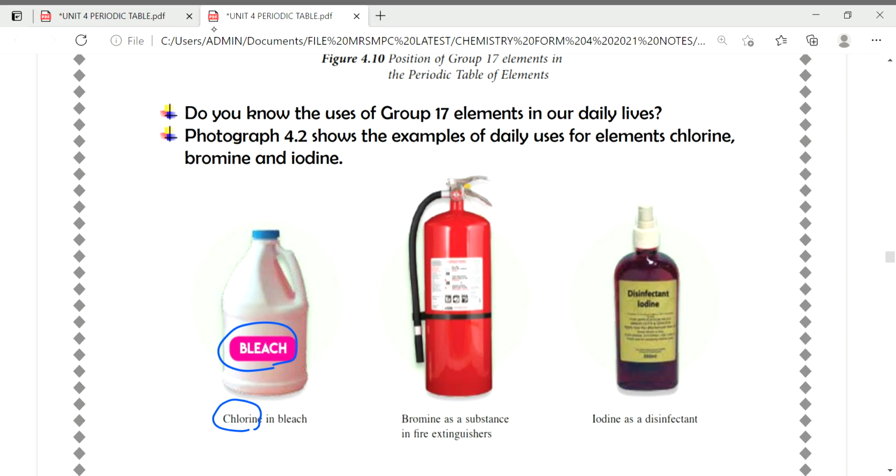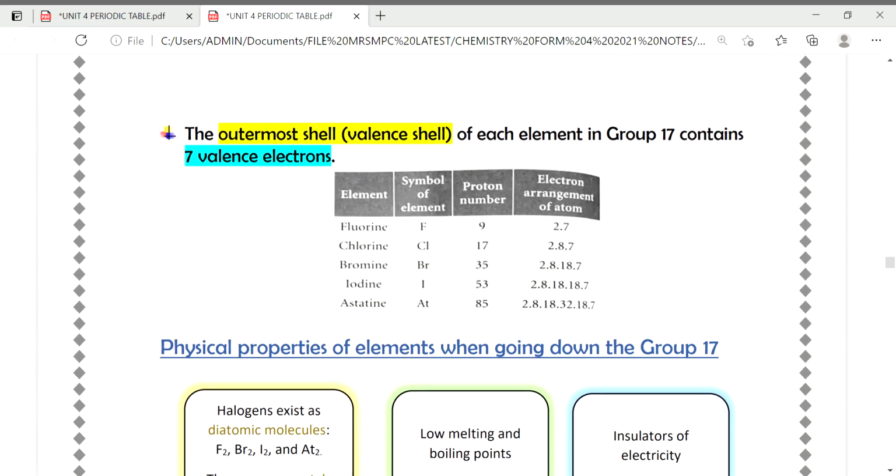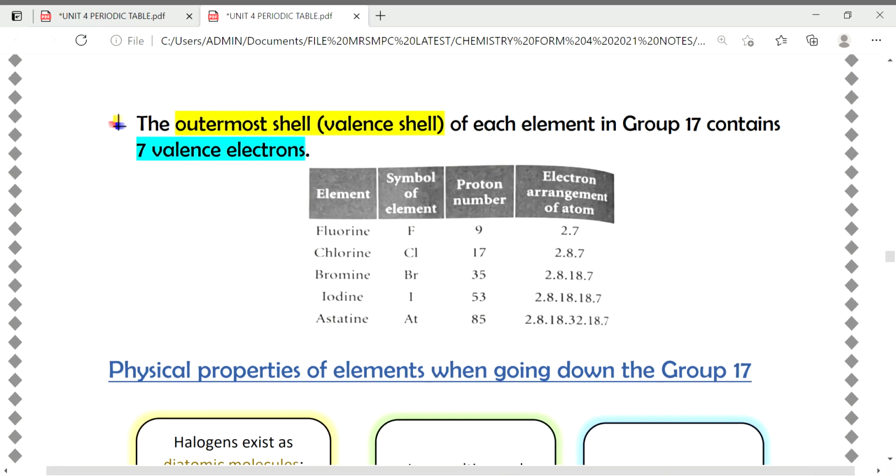Next, bromine. Bromine is a substance in fire extinguishers, alat pemadam api. And then iodine. For those yang pernah injured, mesti pernah apply iodine kan on the skin. So iodine is a disinfectant, pembasmi kuman. Now the next point is the outermost shell or valence shell of each element in group 17 contains 7 valence electrons.